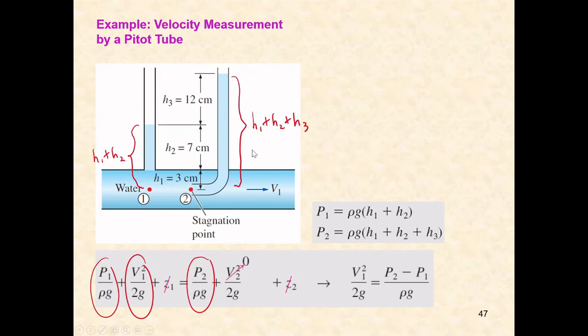So P2 will be given by the pressure of the liquid above it. So this pressure P2 is equal to rho g (h1 + h2 + h3). Okay, that's how we get to estimate the velocity of the water in the pipe.